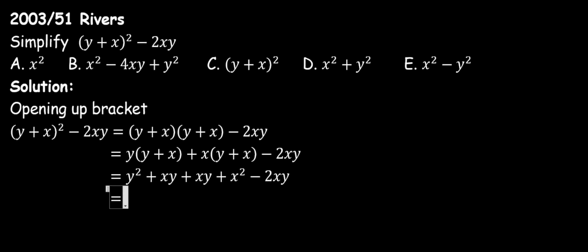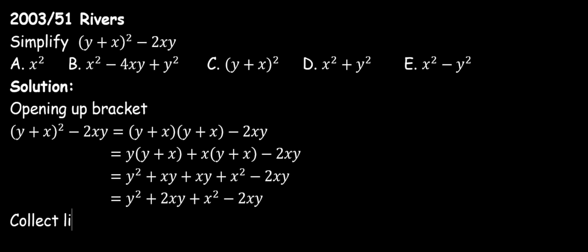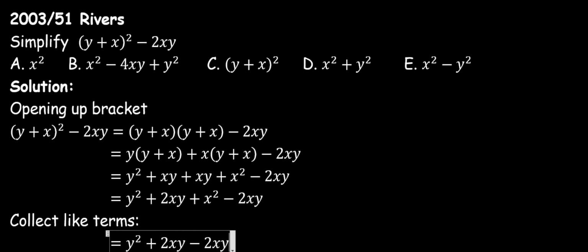So next we have as our result y squared plus 2xy. We added the xy terms in between, and then plus x squared minus 2xy. Collect like terms together. We have y squared plus 2xy minus 2xy plus x squared, and that will give us y squared plus x squared, which is the same as x squared plus y squared.